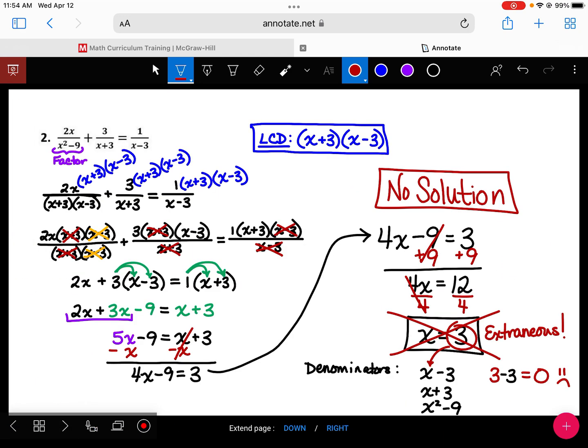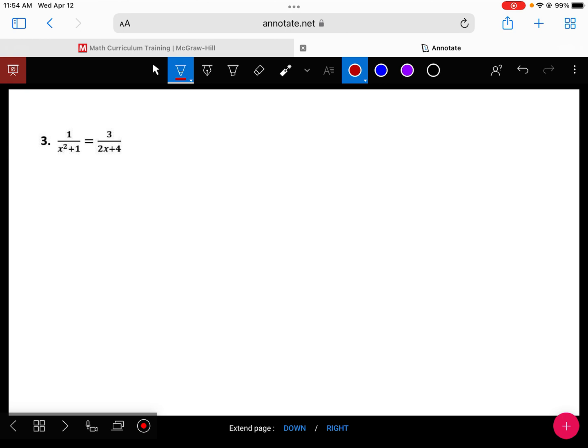Are we doing the whole next page? We are not. We're going to skip number 3. I was gonna say, can we do number 5? Yeah, let's skip number 3. I do want to do number 4, though.